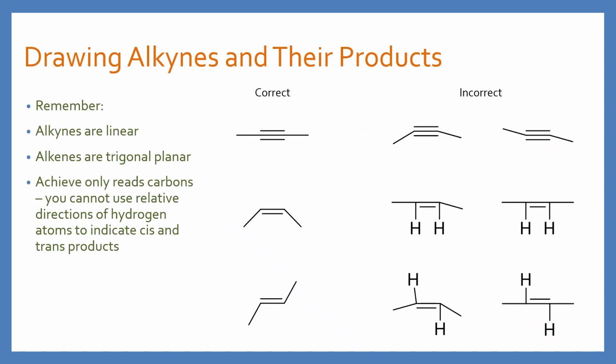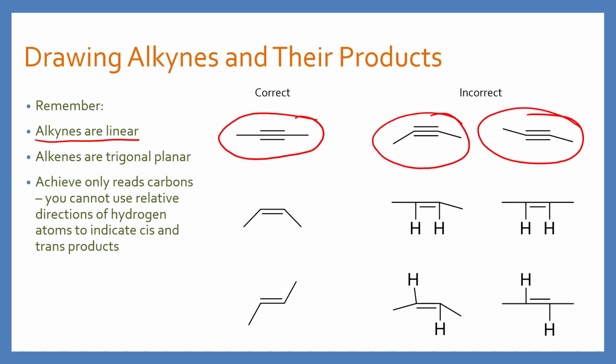So the reason this slide exists is purely for my sanity, but also yours when you're using Achieve. So here are some notes to remember. Alkynes are linear because they're sp hybridized. So this is a correct way to draw an alkyne. This is incorrect, this is incorrect. And drawing even more severe angles so it really looks like an alkene is even worse. So please do not draw your alkynes with any sort of wonky bond angles. Keep them linear.